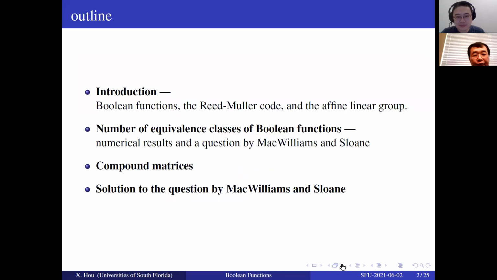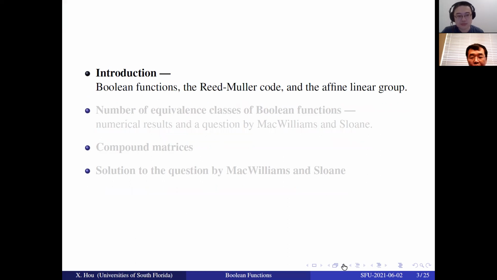Okay, my talk is divided into 4 sections: an introduction, the number of equivalence classes of Boolean functions, then we will talk a little bit about compound matrices, and finally, the solution to a question by Harrison and Sloane. Introduction.